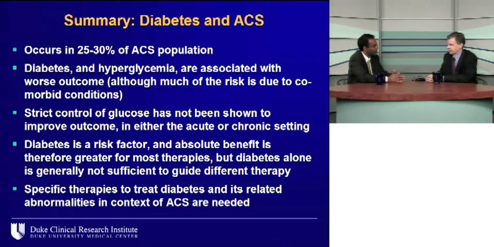dichotomize, right? Diabetic, not diabetic, old, not old. Why is it that we're not more facile at using these risk scores?